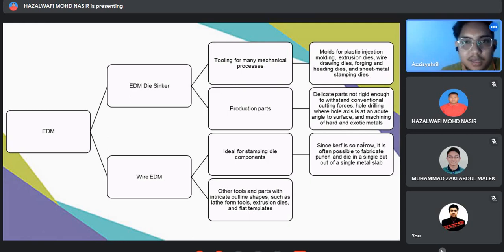Under production parts, we have delicate parts not rigid enough to withstand conventional cutting force, hole drilling where the hole exists at an acute angle to the surface, and machining of hard and exotic metal. Wire EDM is ideal for stamping die components. Since the cut is so narrow, it is often possible to fabricate the punch and the die in a single cut out of a single metal slab. And other tools and parts which have outline shapes such as lathe form tools, extrusion dies, and flat templates.